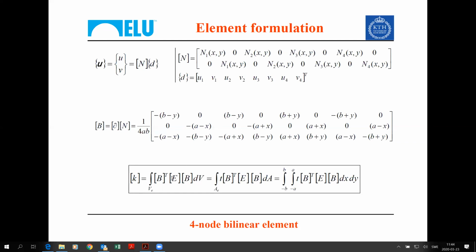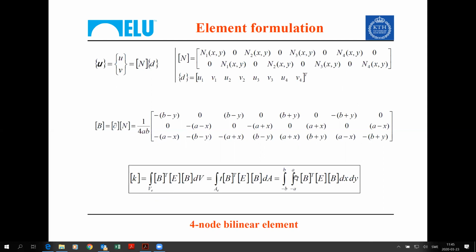And K is, as we said, by the general formula, an integral over the volume of the element of B transpose E B. B is here, E is the elasticity matrix for plane stress. We can perform an integral over the thickness. Nothing changes over the thickness. So once we perform this integral, we'll have the thickness of the element here. And the integral will be reduced from an integral over the volume to an integral over the area of the element.